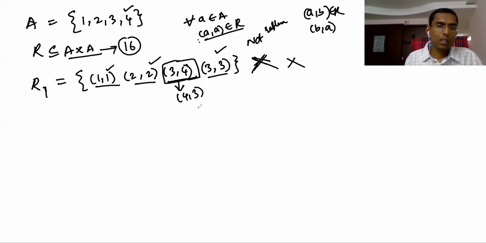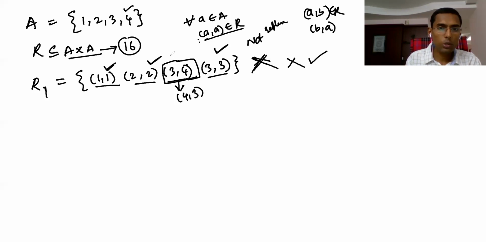Transitive, how do you check? If (a,b) is there and (b,c) is there, then (a,c) should be there. So what I'm telling is (1,1), (2,2), (3,3) you need not check, because with that you will not have a problem. Only (3,4) is there, you need not worry.